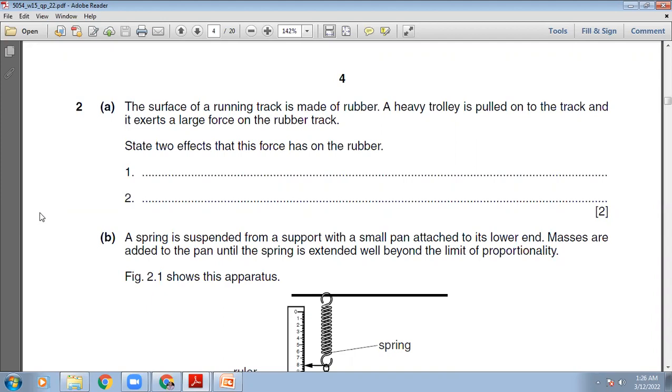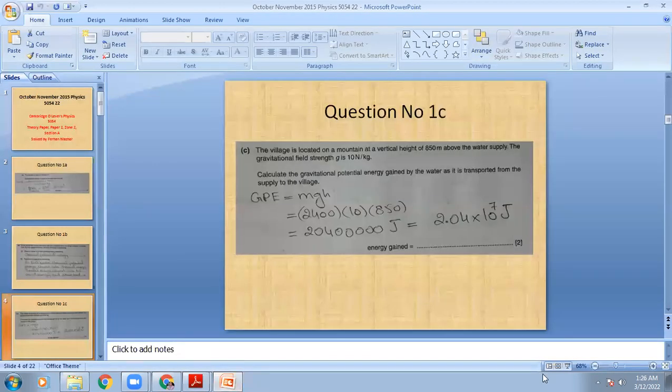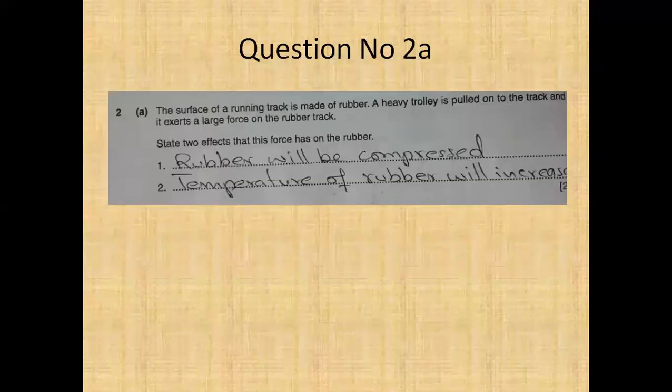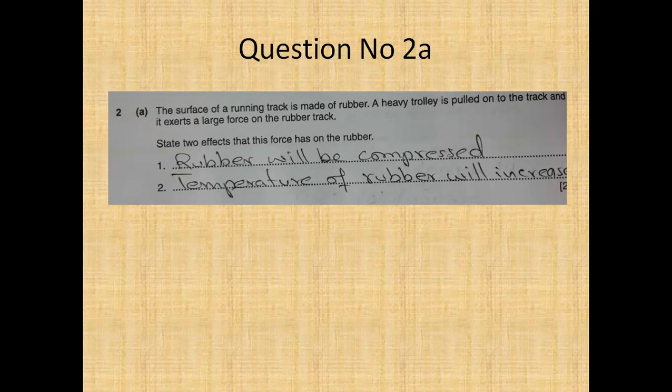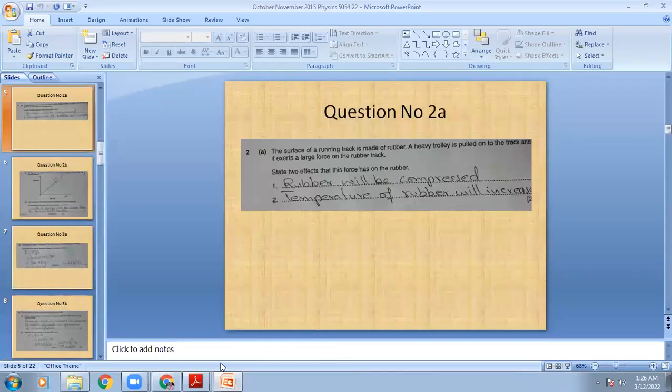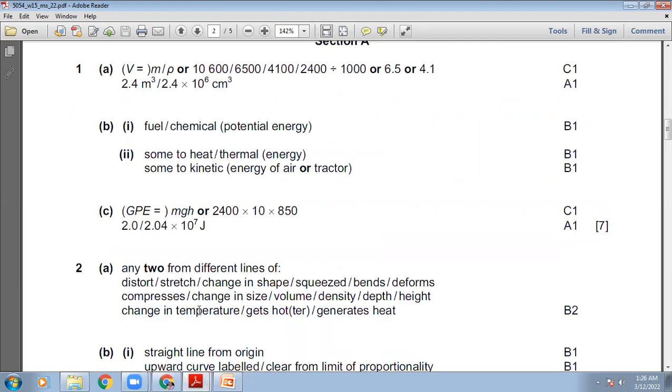The shape of the rubber will change, the rubber will compress, you can say the temperature of the rubber will increase. So these are the few things which can happen. So let me show you my answer. Question number 2, A part, rubber will be compressed and the temperature of the rubber will increase. So let's have a look at the marking scheme.